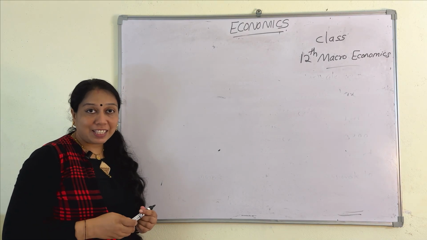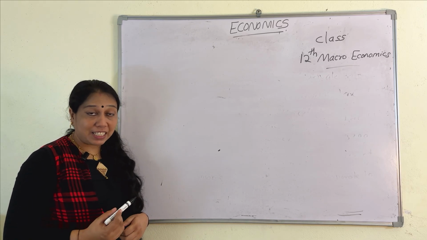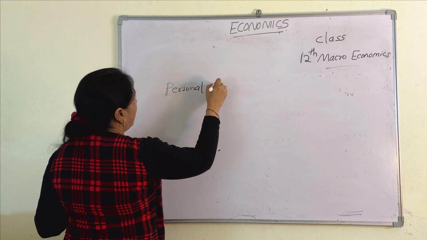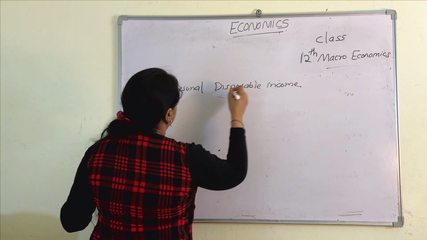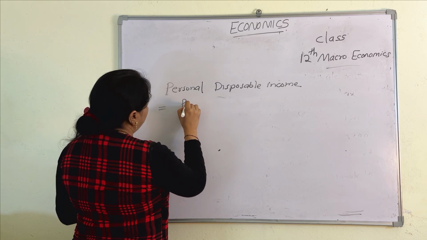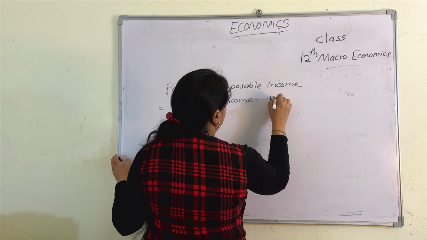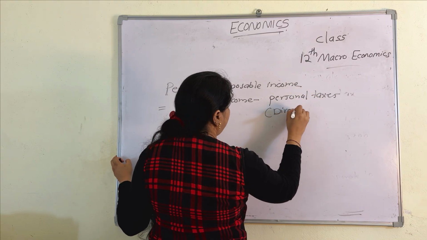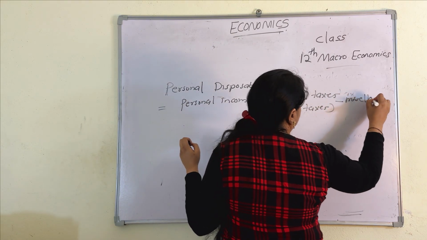Next we will study about the personal disposable income. We studied the private income, personal income. Next we will study about the personal disposable income. The formula to find out the personal disposable income is personal income minus personal taxes, means direct taxes. Personal taxes means direct taxes, minus miscellaneous receipt of the government.